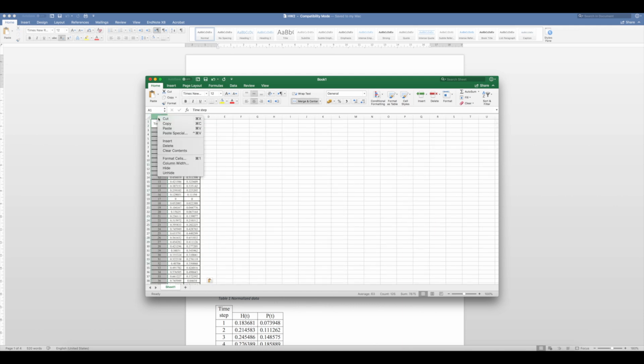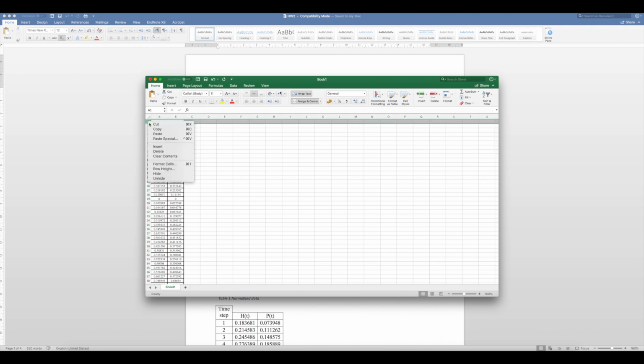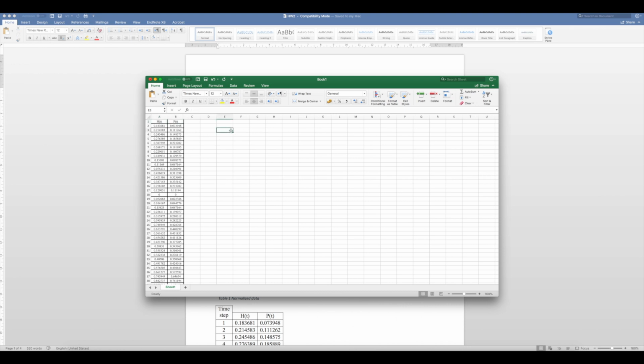First of all, the time step is not needed, so we will delete it. And this row also we will delete. So we have HT and PT. Let's consider the first model. The first model is P of T predicted as a function of P of T minus 1. So our PT is going to be predicted as a function of PT minus 1.